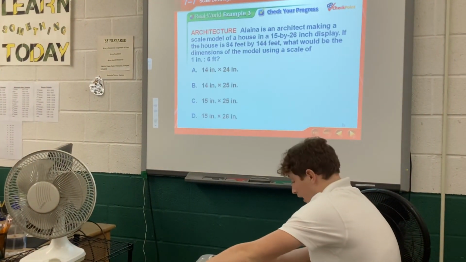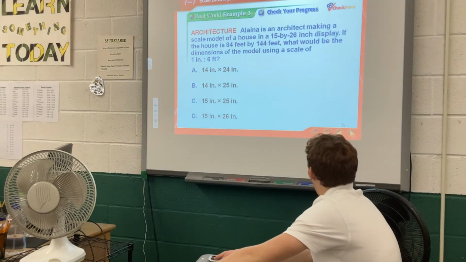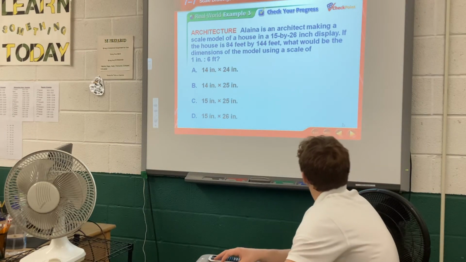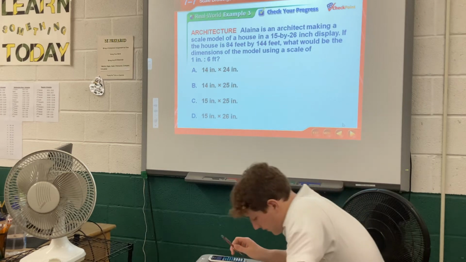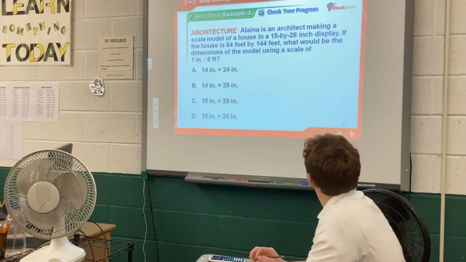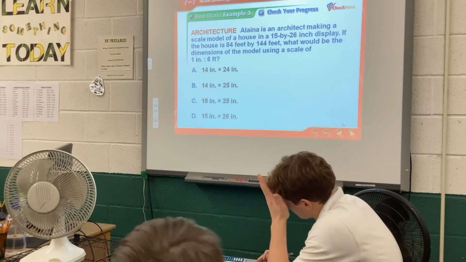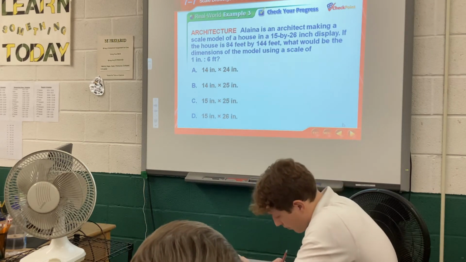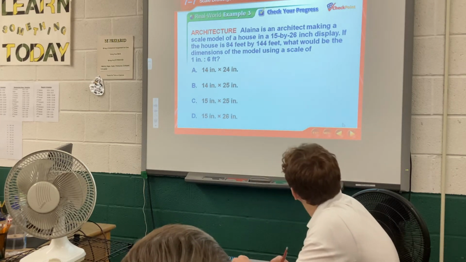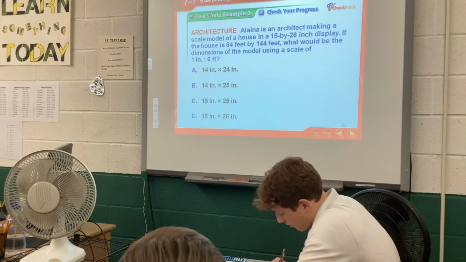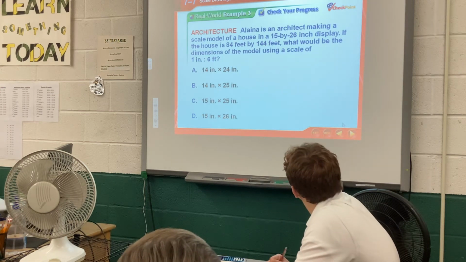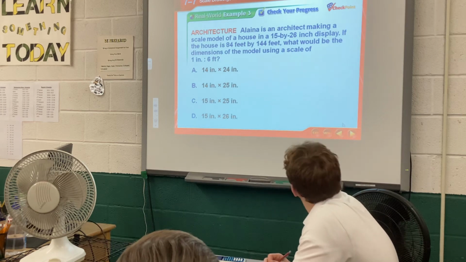Alright, so Elena is an architect making a scale model of a house in a 15 by 26 inch display. If the house is 84 feet by 144 feet, what would be the dimensions of the model using a scale of 1 inch is to 6 feet? So basically they did it for you, they figured it out. But if you wanted to go through this process, you could just figure it out by doing what?